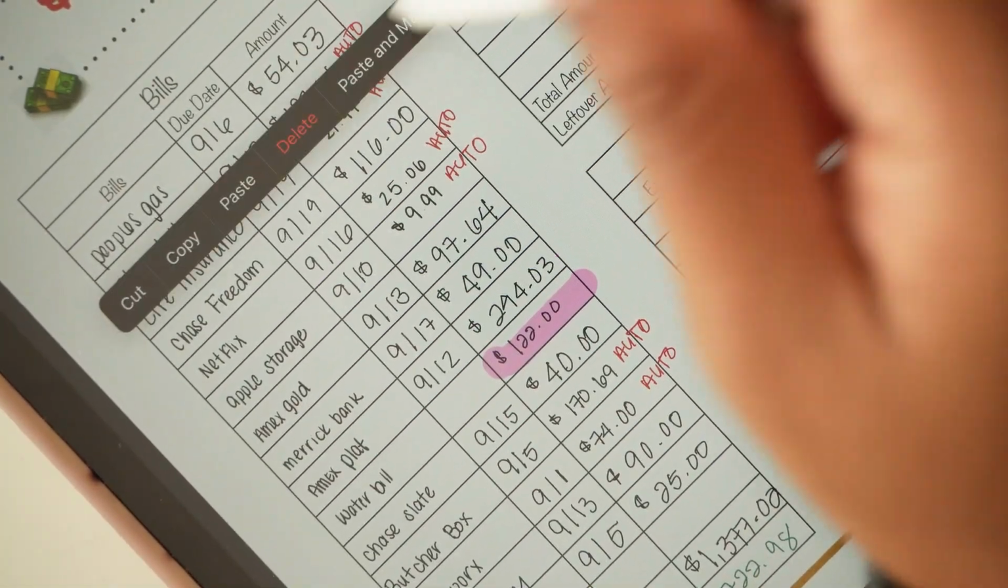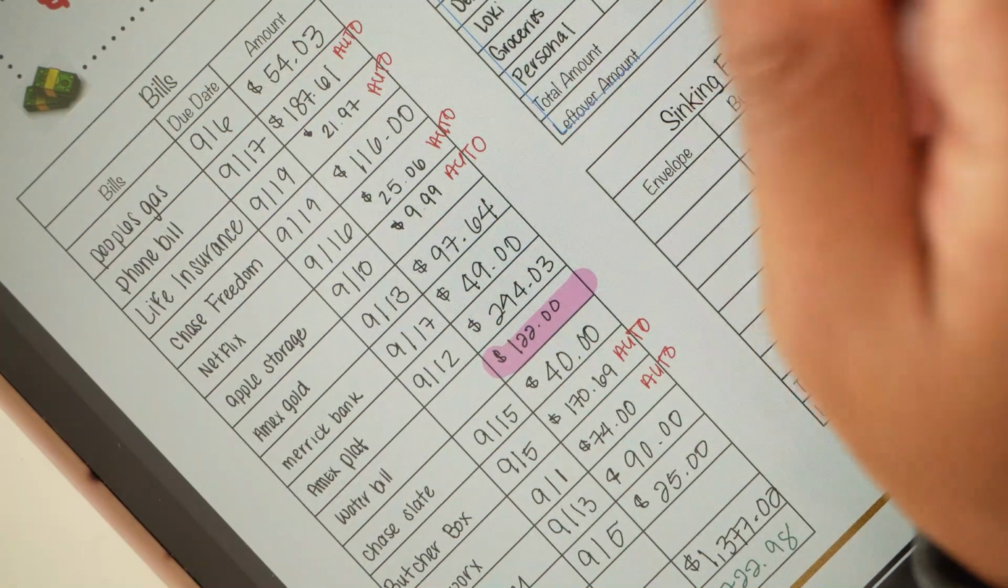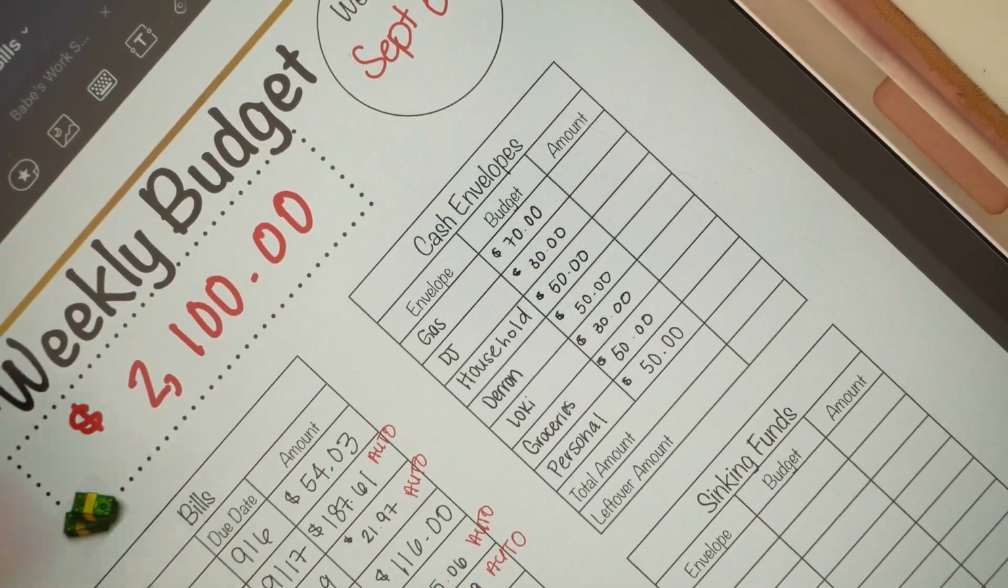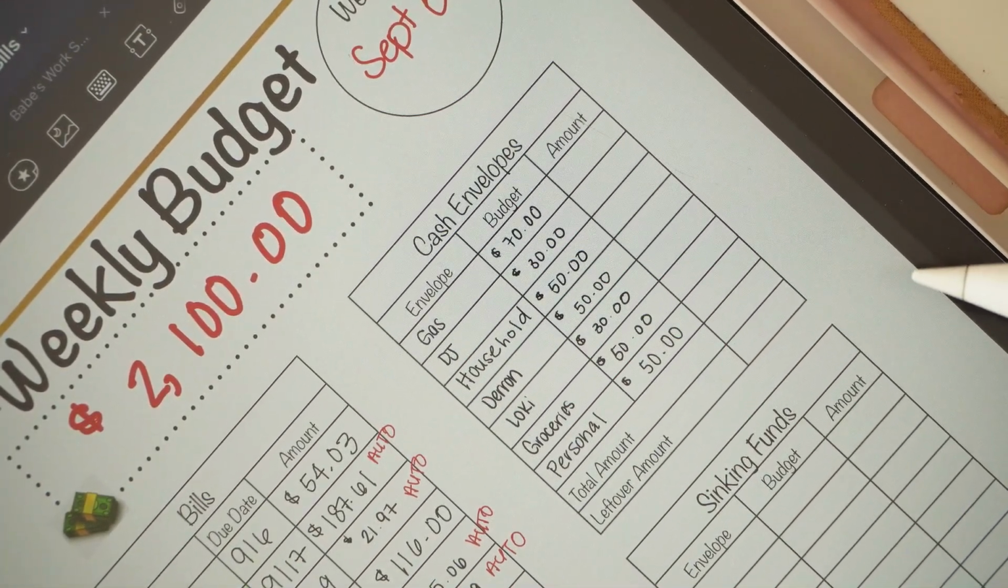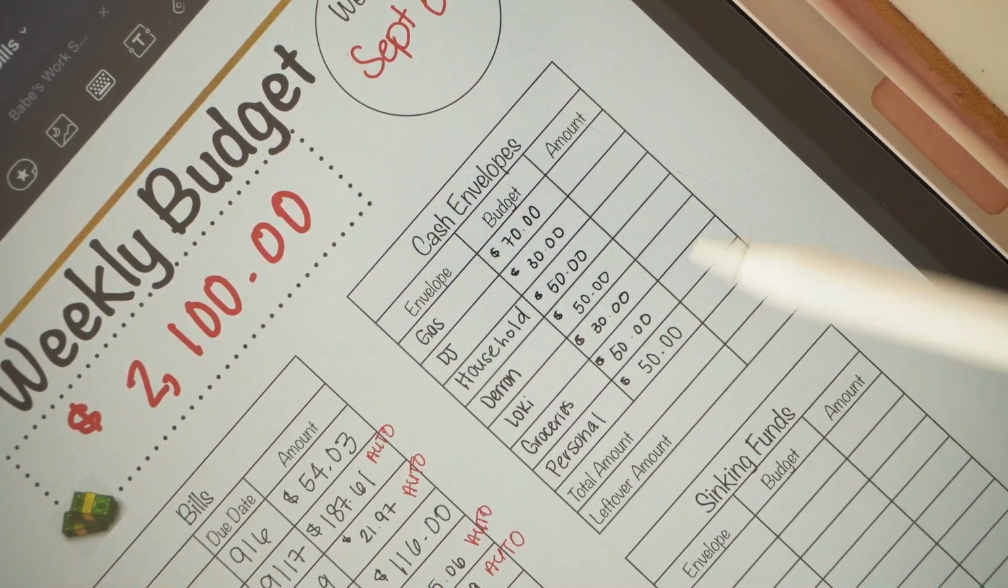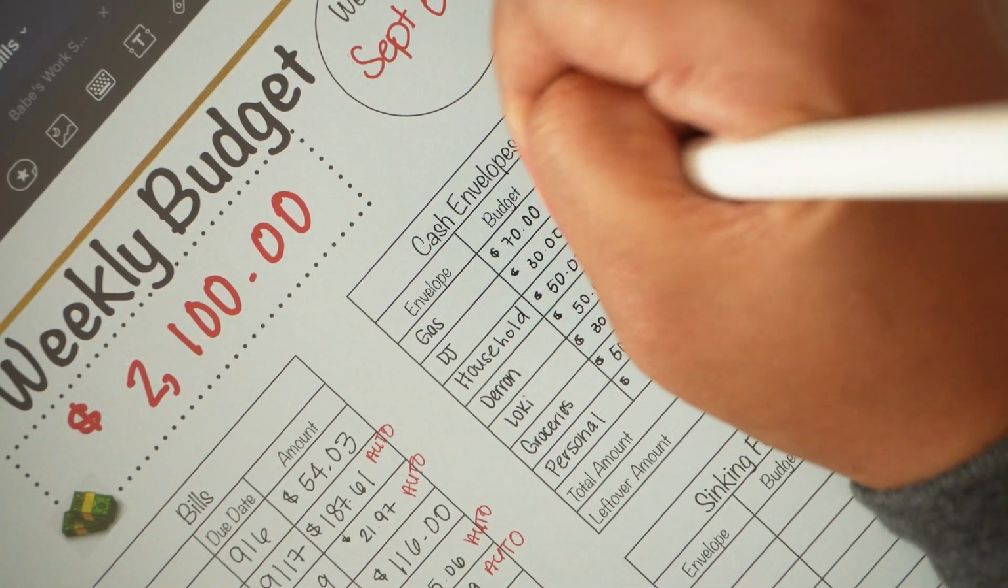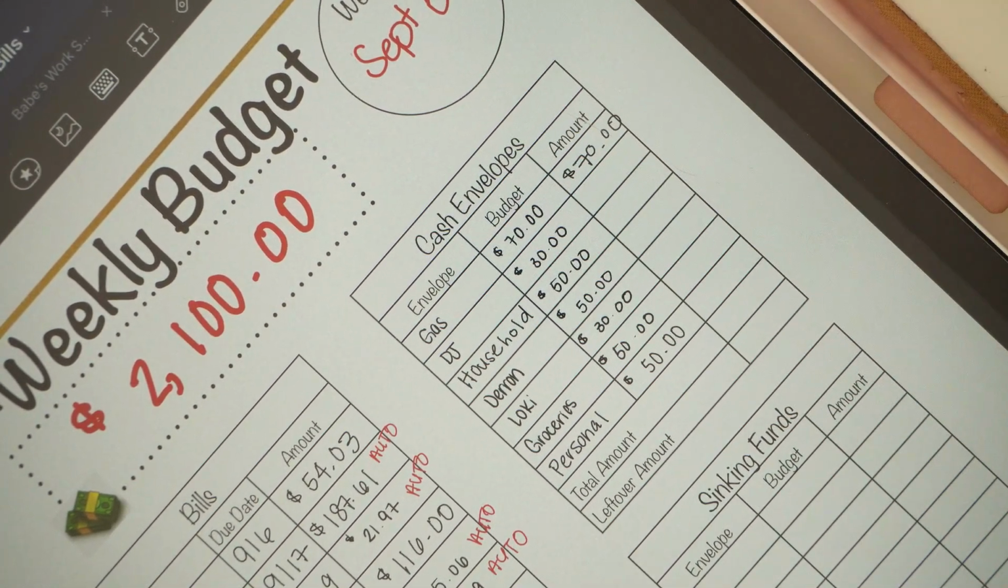So again, we're just gonna copy this and paste it over. And then we're gonna delete this portion of it. Okay, so those are my cash envelopes that I stuff every pay period. We have the gas, which we budget $74. That should still be good for this pay period.